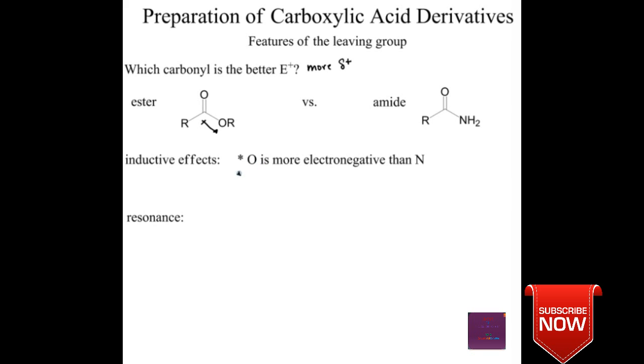Well, actually we could state that because it's more electronegative, oxygen is better at withdrawing electron density inductively, meaning through the bond. Oxygen is doing a better job pulling this electron density away than nitrogen is. So as a result, the ester is more partial positive than the amide. So just based on these inductive effects, we expect that the ester is the better electrophile.